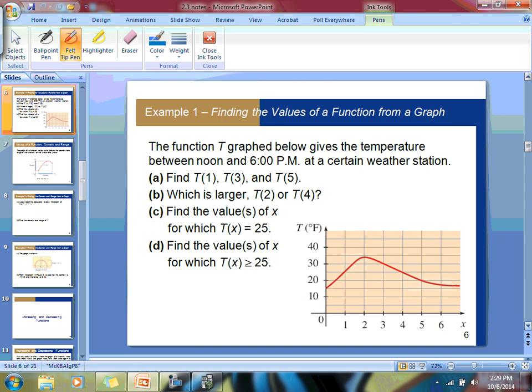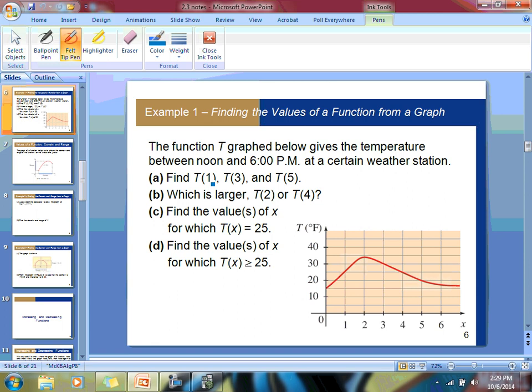We have a function T, and it shows the temperature between noon and 6 p.m. at a certain weather station. So as you can see, we got the graph going up and then back down. Okay, so we're starting at noon and we're going to 6 p.m. So find T of 1. We're just going to read this right off the graph.